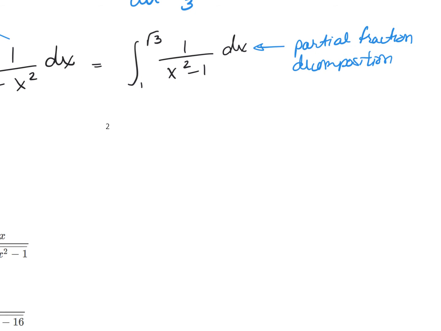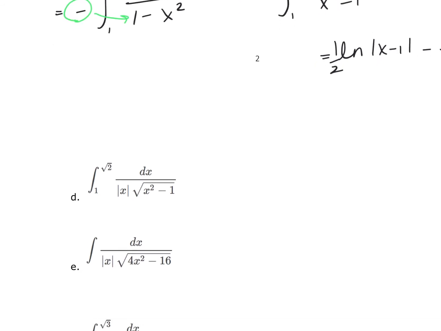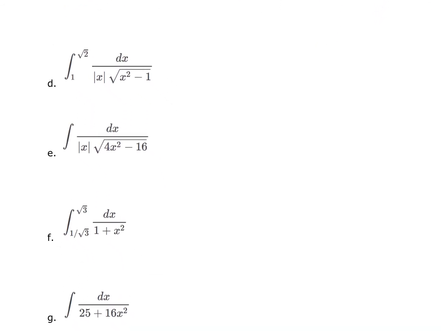Now, if you cannot wait to find out what this partial fraction decomposition is all about, I'm going to go ahead and give you the answer. It's 1/2 the natural log of the absolute value of x minus 1, minus 1/2 the natural log of the absolute value of x plus 1, not plus c, evaluated from 1 to the square root of 3. We're going to talk about this later, so I'm going to let that one rest for right now. Let's take a look at D instead.